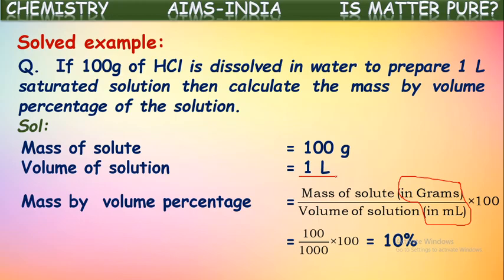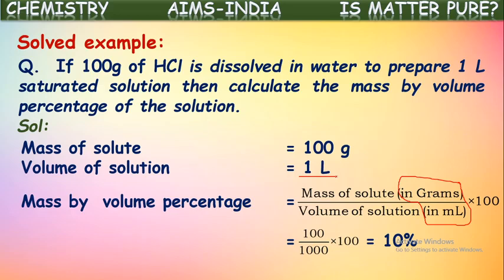That means there will be 10 grams of hydrochloric acid in every 100 ml of solution. That is what 10 percent means here. In this way, the concentration of a solution can be expressed in different forms.